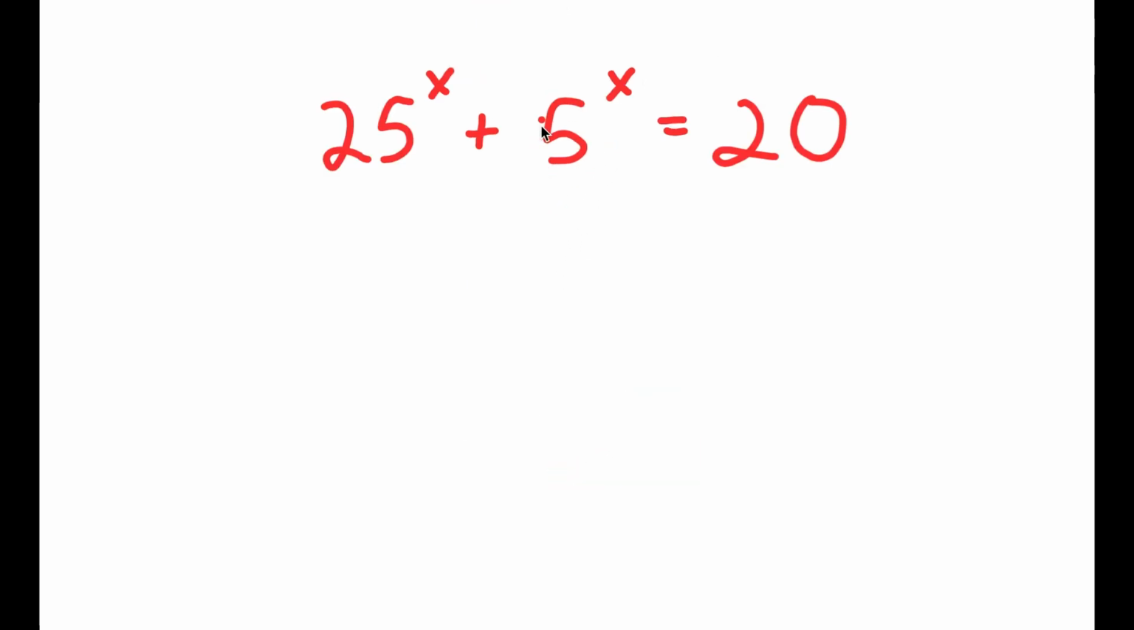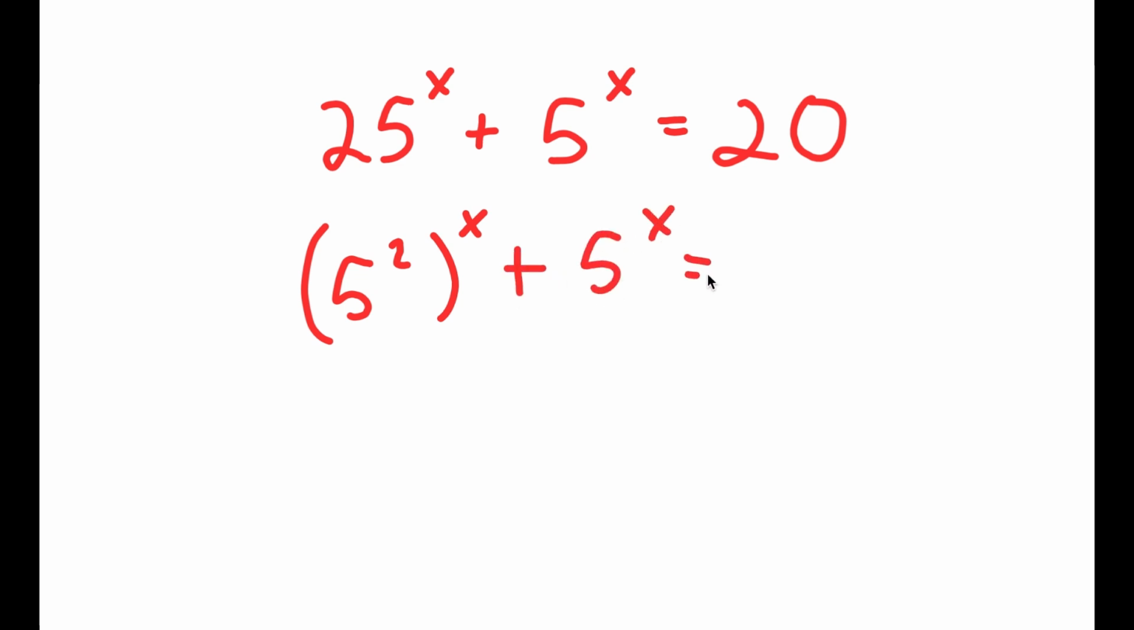Alright, so in this problem, I have 25 to the power of x plus 5 to the power of x is equal to 20. So I'm going to first start by rewriting 25 to the power of x as 5 squared to the power of x. So I simply just substituted in 5 squared for 25. And I have this plus 5 to the power of x is equal to 20.